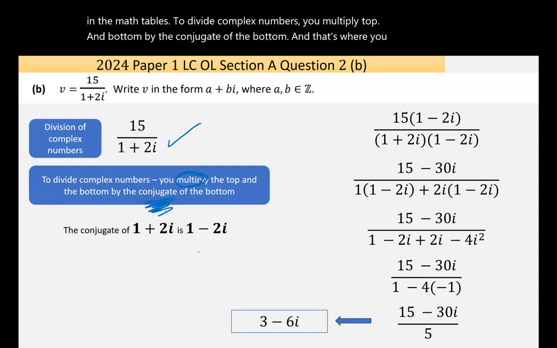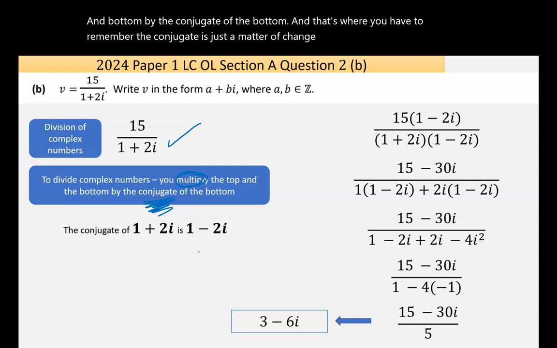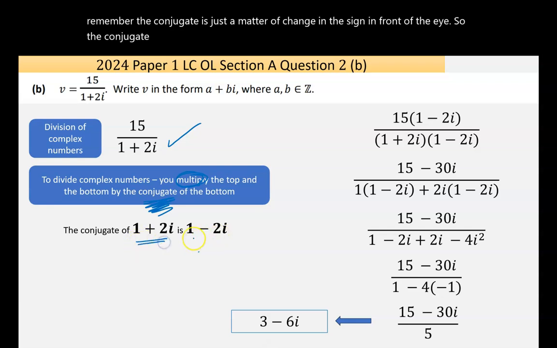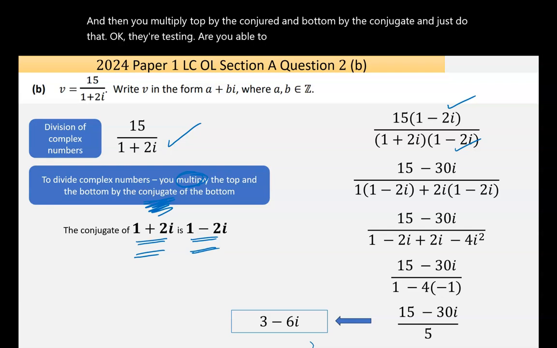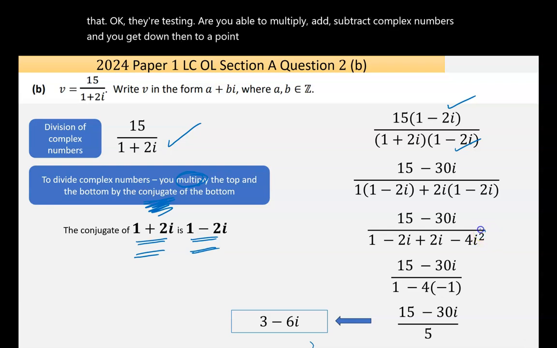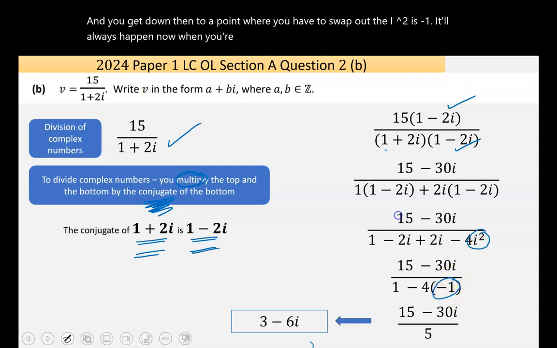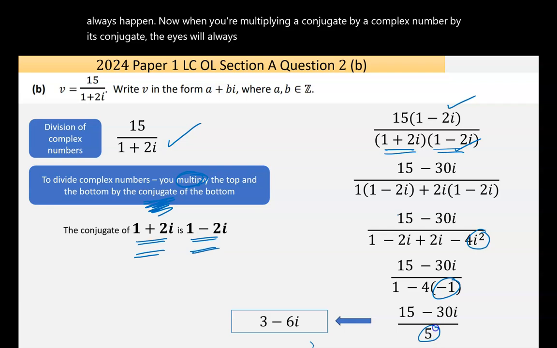And that's where you have to remember the conjugate is just a matter of changing the sign in front of the i. So the conjugate of 1 plus 2i is 1 minus 2i, or the conjugate of 1 minus 2i is 1 plus 2i. Then you multiply top by the conjugate and bottom by the conjugate, and just do that. They're testing, are you able to multiply, add, subtract complex numbers? And you get down to a point where you have to swap out the i squared for minus 1. It'll always happen. When you multiply a complex number by its conjugate, the i's will always disappear. And that's why we end up with a 5.